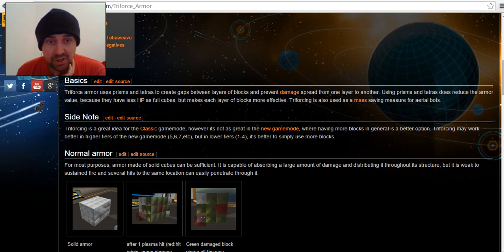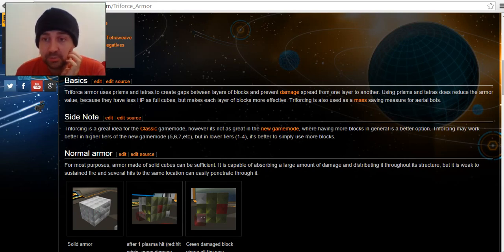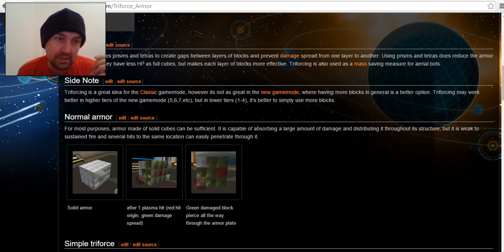Okay, fair enough. Side note, triforcing is a great idea for the classic game mode, so team deathmatch. However, it's not as great in the new game mode, which is called, what is the new game? Battle Arena. Where having more blocks in general is a better option. There you have it. Triforcing may work better in higher tiers of the new game mode. It says may, so may work. 5, 6, 7, etc. But in lower tiers, 1 to 4, it's better to simply use more blocks. Okay, so 1 to 4, triforcing is not important in the new game mode. However, in classic, yes. Okay, so fair enough.